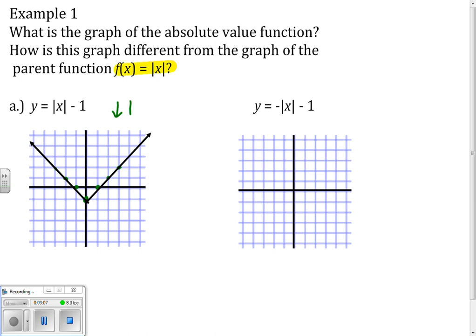In letter B, it's almost the same. 2 changes have occurred. The first, that down 1, is because of the minus 1. But this negative out front, that's a reflection. And it's a reflection in the x-axis. You're not going to reflect a V-shaped graph on the y-axis, so I'll come back to this in a second.